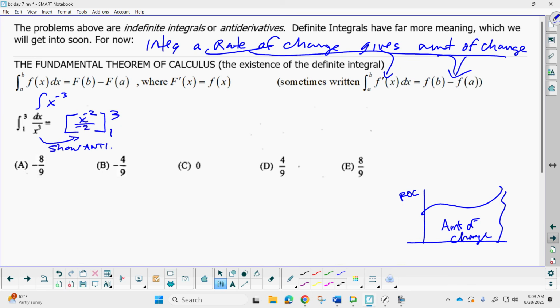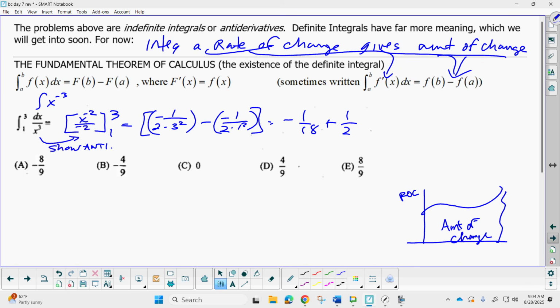From 1 to 3. What do we substitute in first, 3 or 1? 3. So negative 1 over 2 times 3 squared minus negative 1 over 2 times 1 squared. Yeah? What is negative 1 over 2 times 3 squared? Negative 1/18 plus 1 over 2. What's our answer?